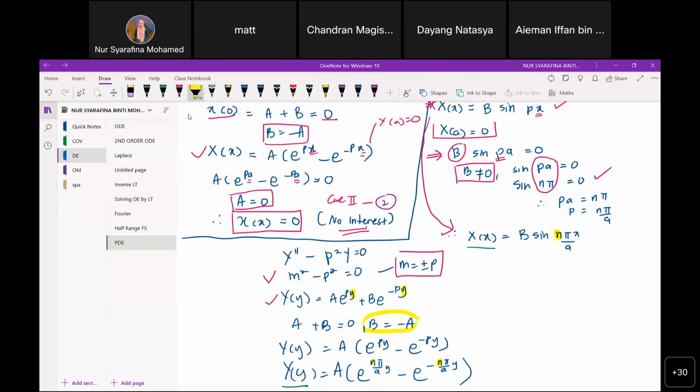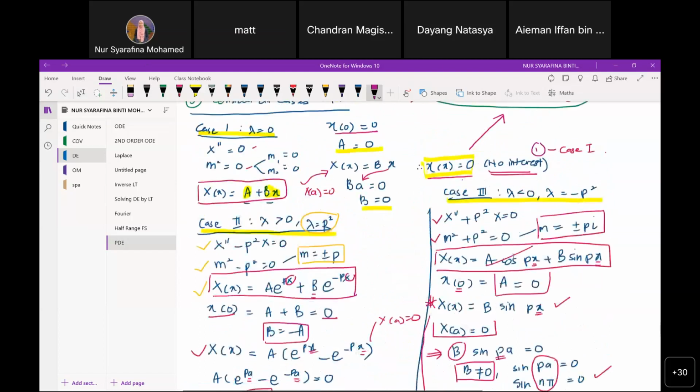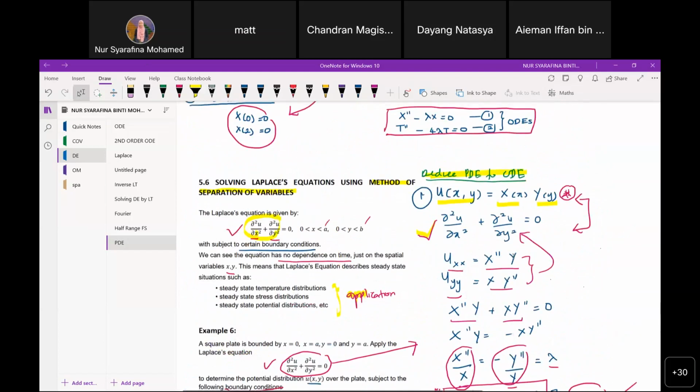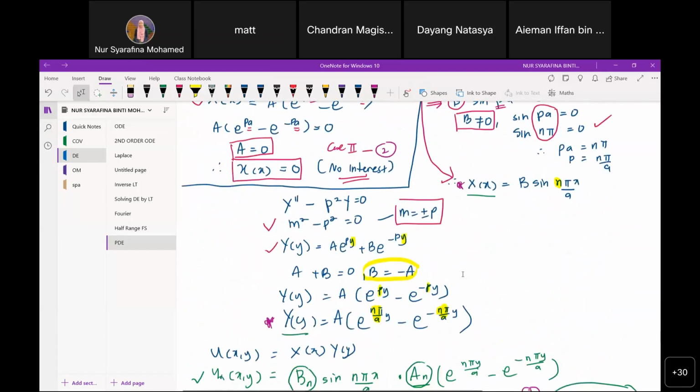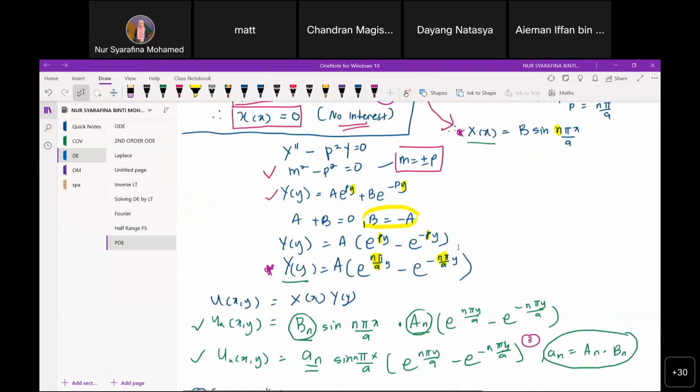So now, what is your p? Just substitute p is n pi over a. So this is your Y. Now you have your X and you have your Y. Then remember our expected solution should be u(x,y) equals X(x) Y(y). Just combine both. Now this is your X, this is your Y.